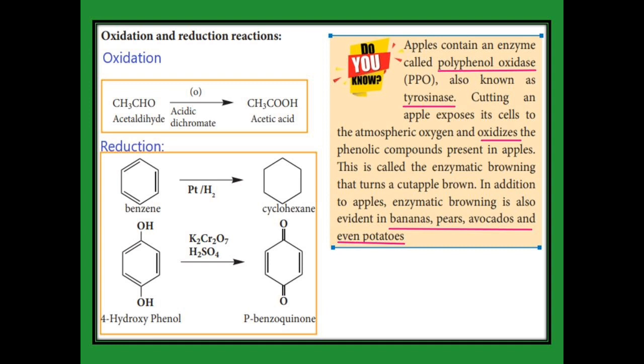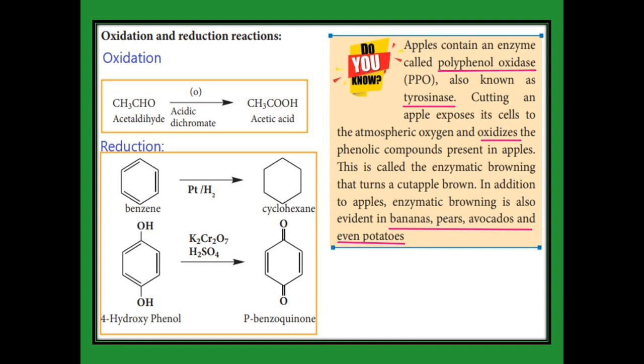The next one, reduction. Reduction means addition of hydrogen, that is in benzene double bonds are present. Wherever the double bond is present, we are going to add hydrogen, meaning the double bond becomes a single bond. So benzene has three double bonds. Now cyclohexane has all single bonds, since hydrogen is added and the double bonds become single bonds. And hydrogen is added in the presence of platinum.